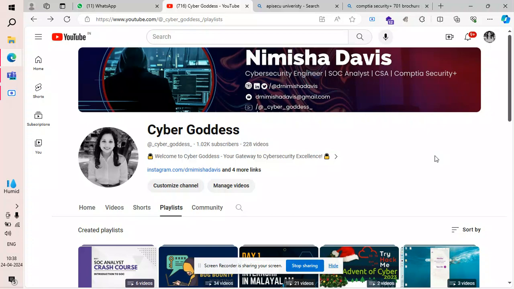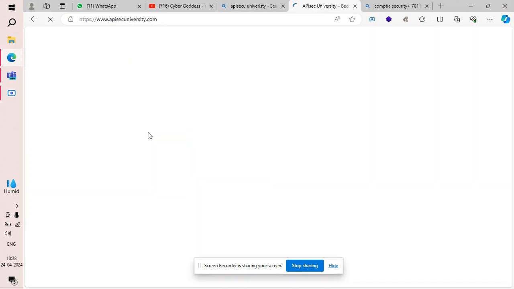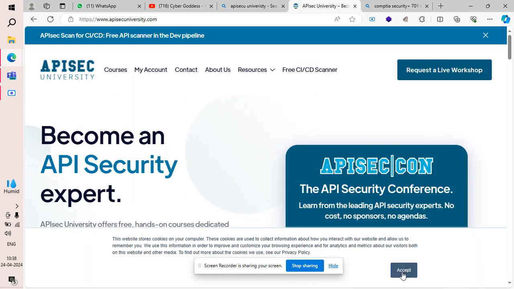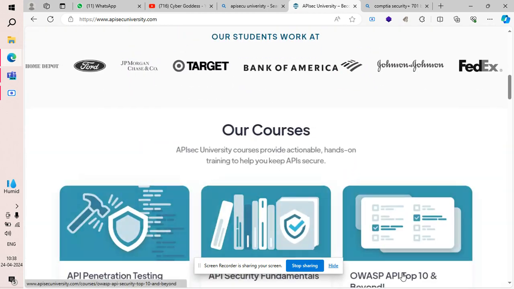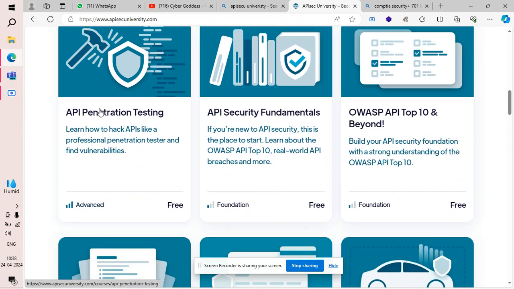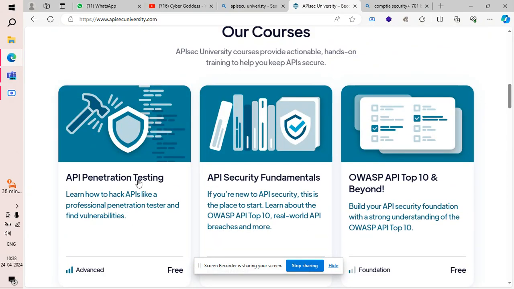Hello. So today we are going to discuss a course or certification which helps you in the field of bug bounty hunting. This is APIsec University, which provides free training on API testing and API security testing. You have to sign up there, and you will get the API pen testing course. It's advanced level, you can go with this. There are some foundational courses also, you can watch them, but I'll prefer this one, API pen testing advanced level.